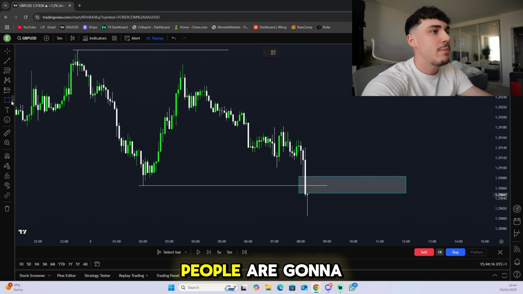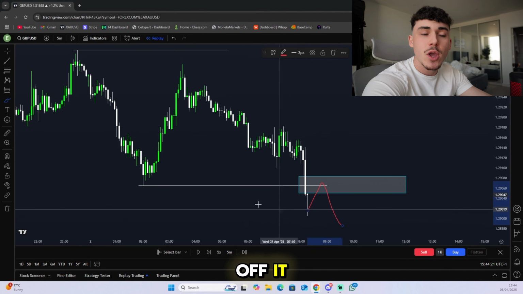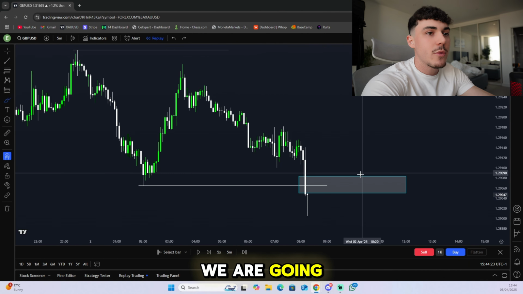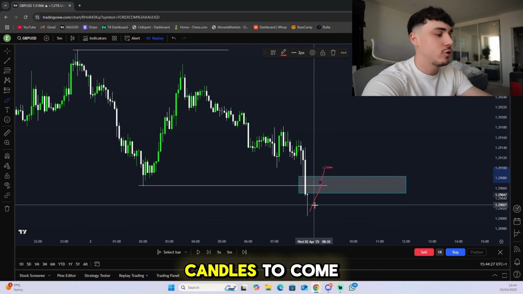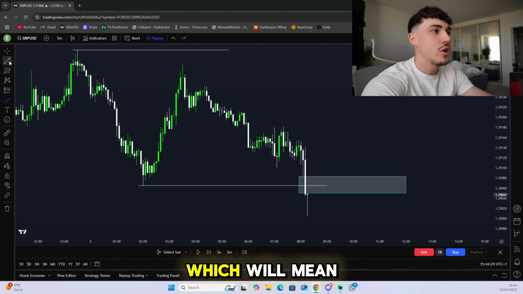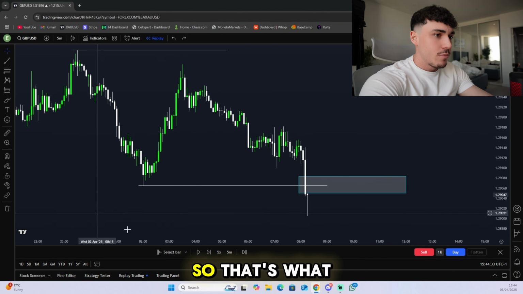Like I said before, people are going to be waiting for price to come into this fair value gap and they're going to look to sell off it. We're not doing that. We are going to be waiting for price to come into it and close above it. We want the candles to come above it and close above, which will mean that it has disrespected it, which is why we're going to enter. So that's what we do.